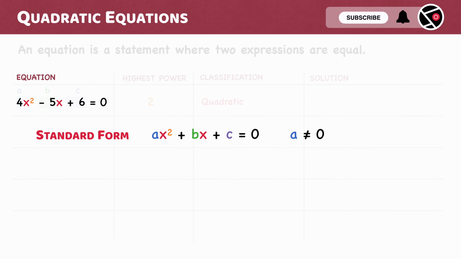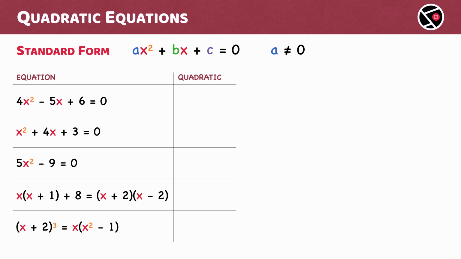Next, I have a challenge for you. Which one of these are quadratic equations? For the first equation, we already know that it is a quadratic equation. What about the second equation? X squared plus 4x plus 3 equals 0. Highest power of x is 2. This is also a quadratic equation.